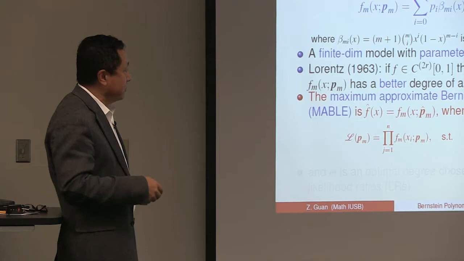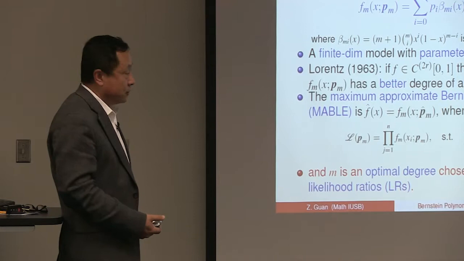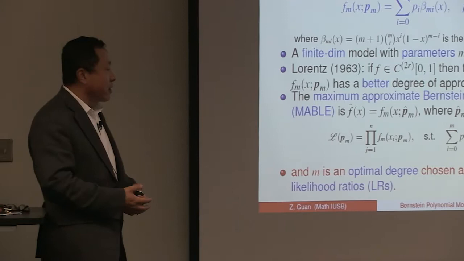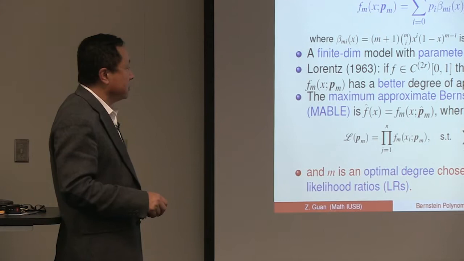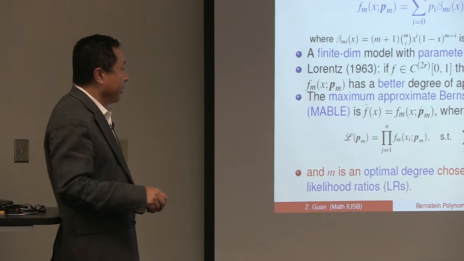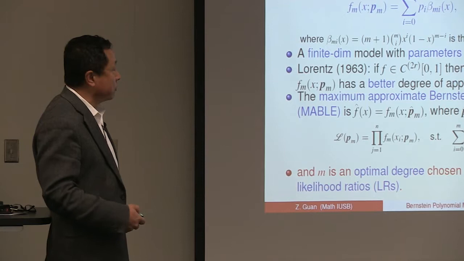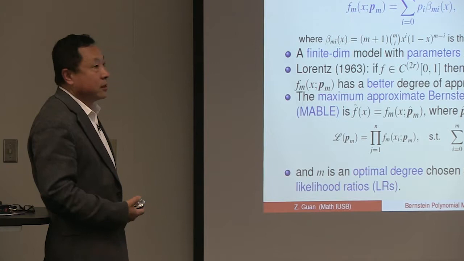And then we find the density estimate. But of course, this m is also a parameter, and this m usually depends on the sample size. If the sample size is larger, then m could be larger. So you can increase the number of parameters. I propose the change point method to choose the optimum m. Actually, this method for choosing a model is also new in statistics. Nobody has ever used this kind of method to choose an optimum model in statistics. So that's just the method.